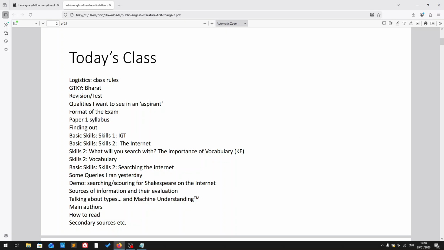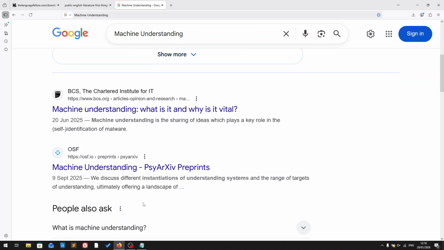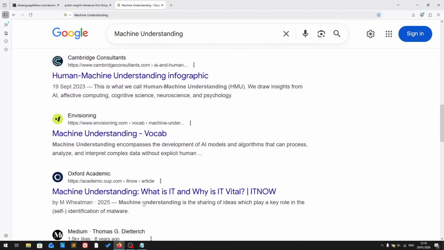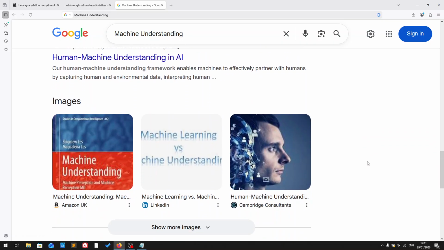We've been looking at certain things. So we've been looking at ICD. We've been looking at current developments in technology, particularly AI. We've been looking at how you can search the internet to find material that you want, which material to find, how to find it. We have been looking at knowledge economy. We have been looking at vocabulary. KE is knowledge economy. KB is knowledge base, and machine understanding. If you search it, you will get something. It is there already, as you can see. You have it from Oxford as well. So it is something already, right?